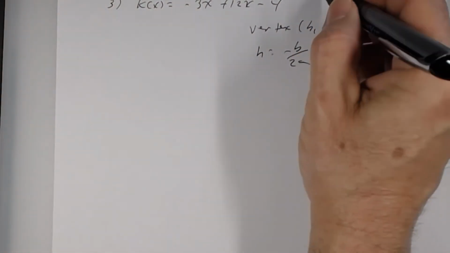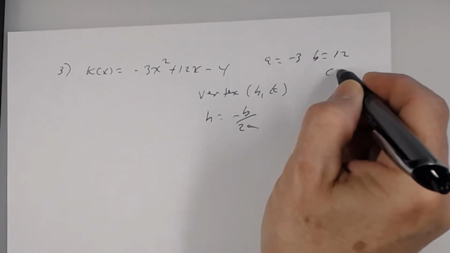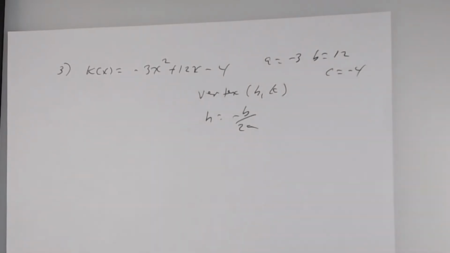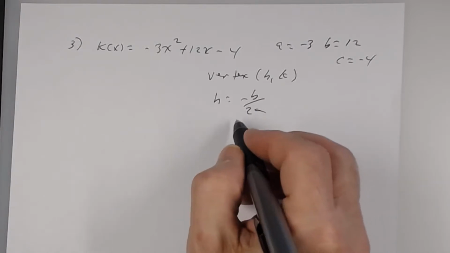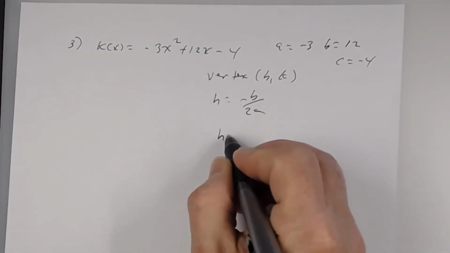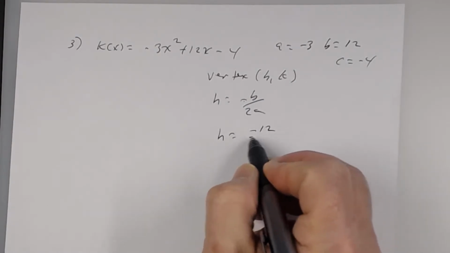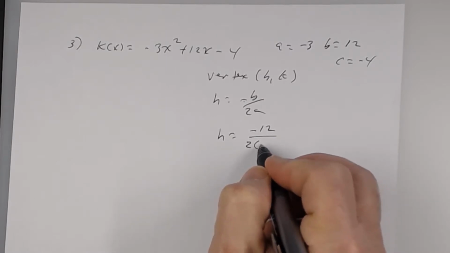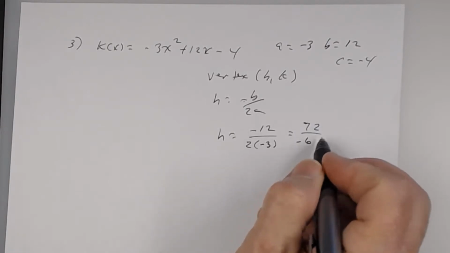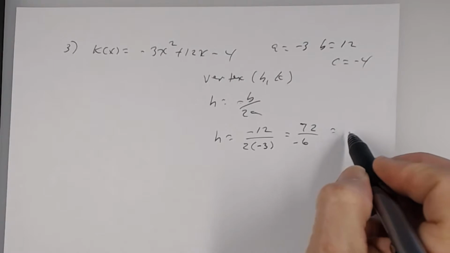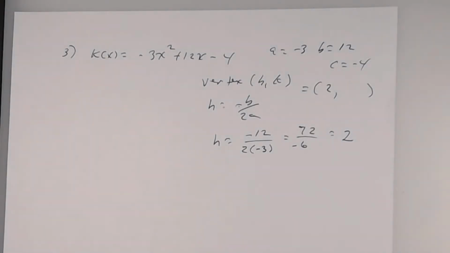All right, so what is a? Negative 3. What is b? 12. And what is c? Negative 4. All right, so let's find the x coordinate of the vertex. So h will equal the opposite of b. If b is 12, what's the opposite of 12? Negative 12 over 2 times a. What's a? Negative 3. So that's negative 12 divided by negative 6. And so what's the x coordinate of my vertex? 2. So this becomes (2, something), right?